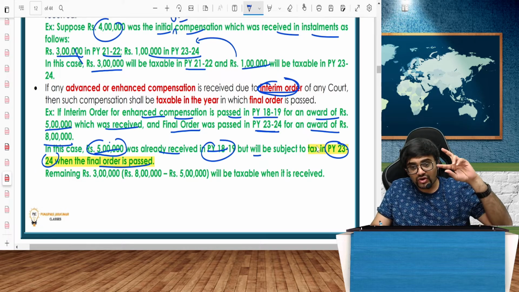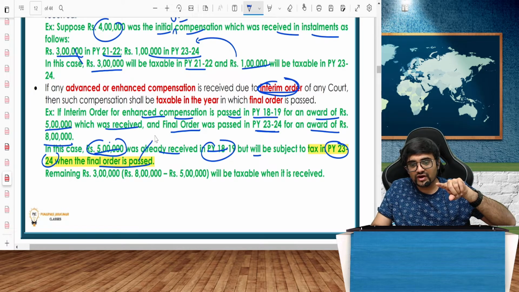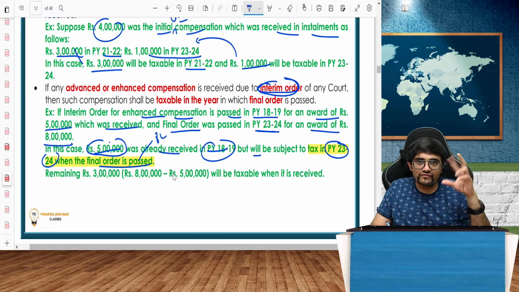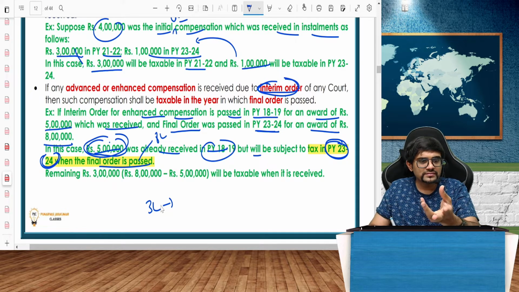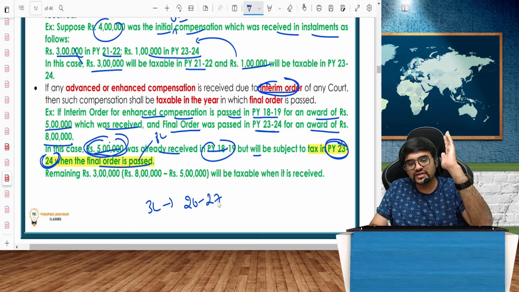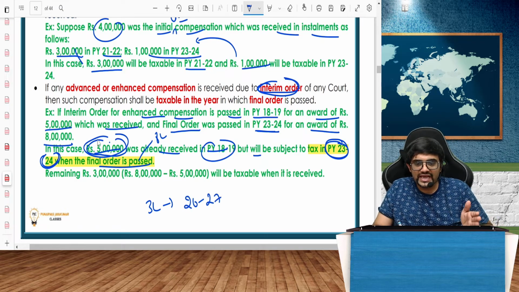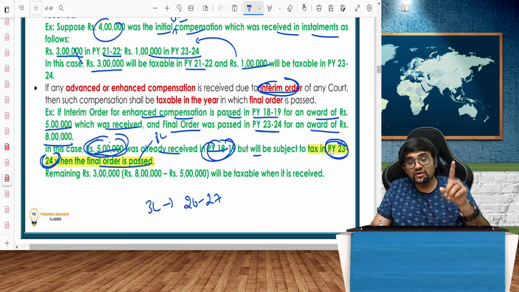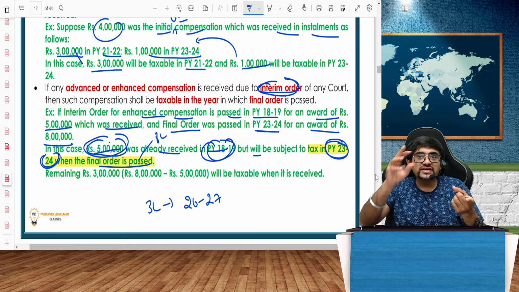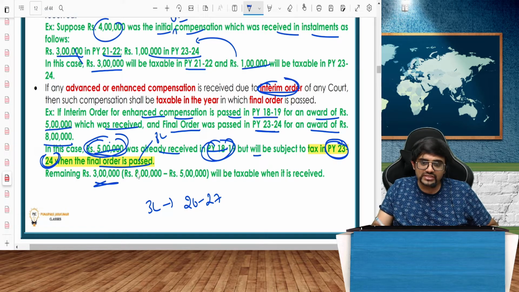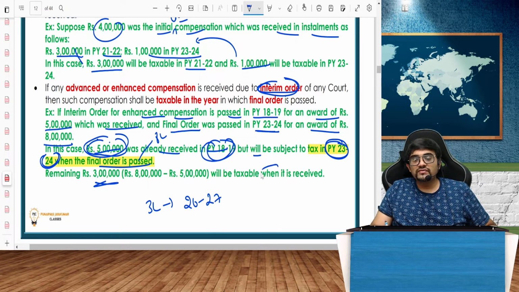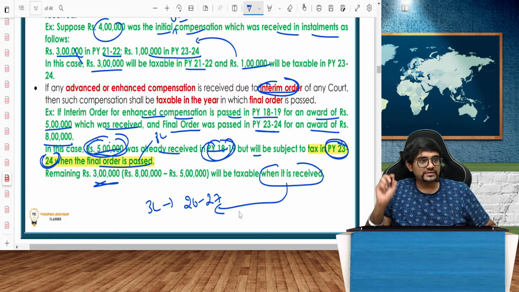They passed the order in 23-24 for 8 lakhs, of which they had already paid 5 lakh. Assume the remaining 3 lakh, though they passed the order in 23-24, they will not pay that day. They paid the 3 lakh extra in 26-27. 5 lakh they had paid in 18-19, the final order they passed in 23-24. When did the remaining 3 lakhs come? 26-27. When will the 3 lakh be charged? Whenever it is received, that is 26-27.